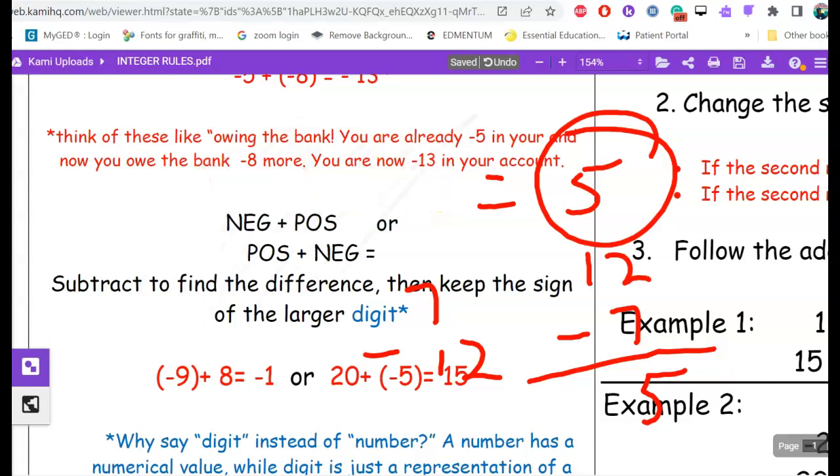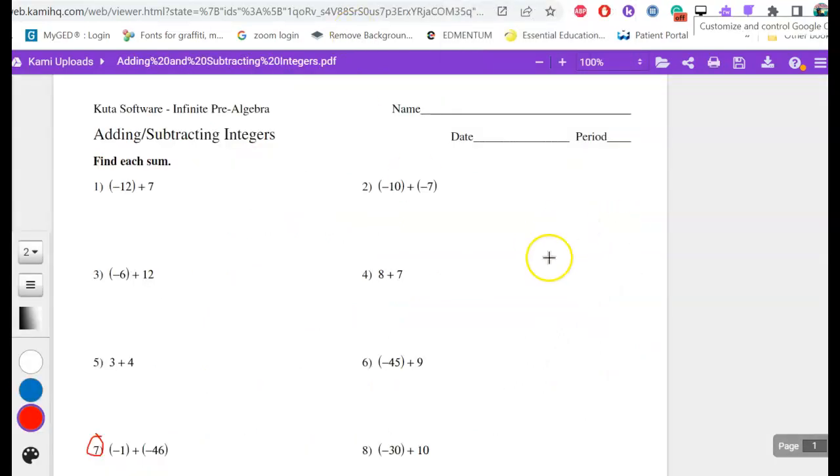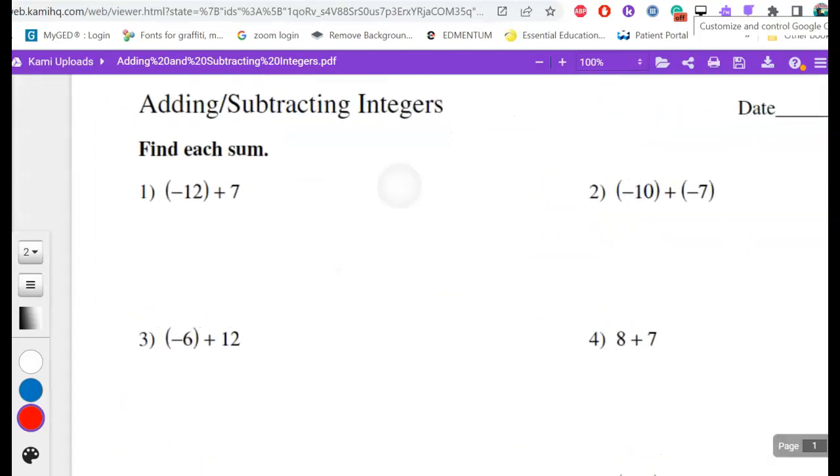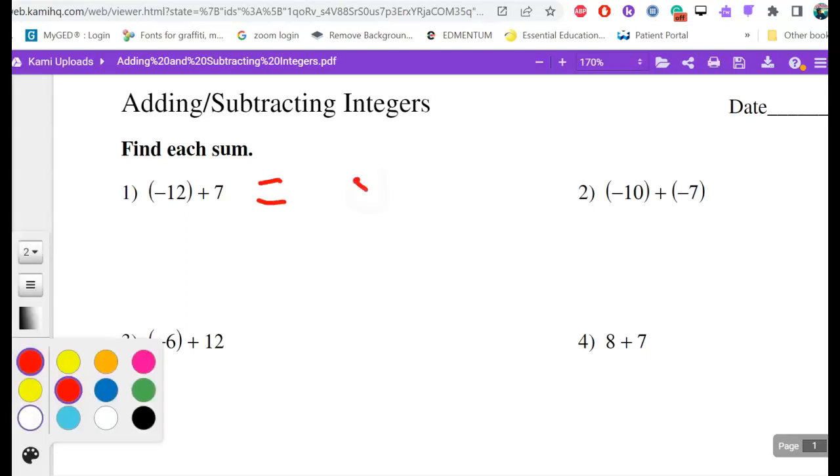All right, let's put this to practice with one of the sheets that we did in class. Oh, look at that. It happened to be the same question that I just did as practice. So this time we have negative 12 plus 7. Again, when we have a negative and a positive, we subtract. Keep the sign of the larger digit. So 12 minus 7, 7, 8, 9, 10, 11, 12. Just like we did in practice, we know that this is 5. Which is the larger digit, the 12 or the 7? The 12 is, in this case, so my answer is a negative 5.